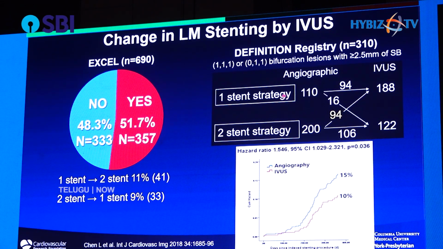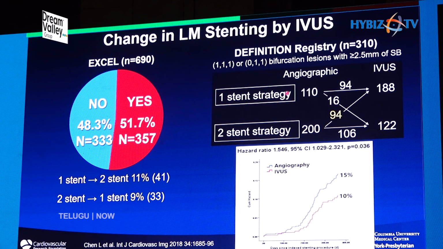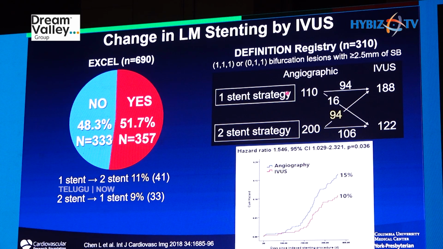We asked the operator, by looking at the IVUS for both sides, did you change your strategy? And the answer is yes, it is actually not infrequent. Interestingly, originally they decided to go provisional but then decided to stent, or the other way around. So really, looking at the angio, you cannot understand what the disease distribution looks like. And the key point is really looking at the circumflex.